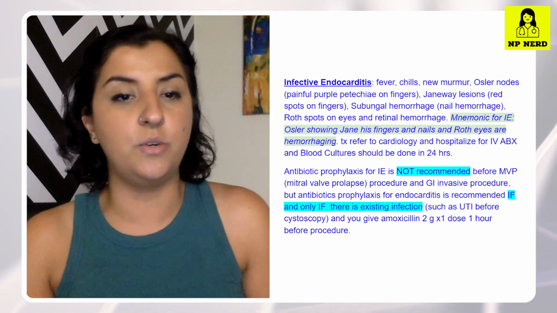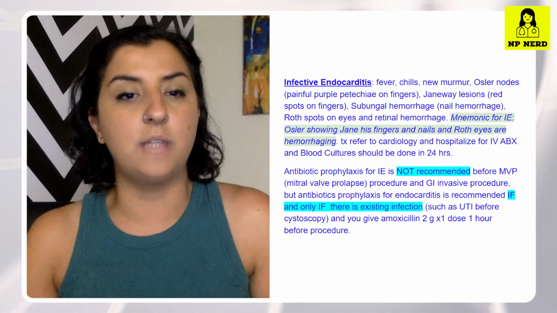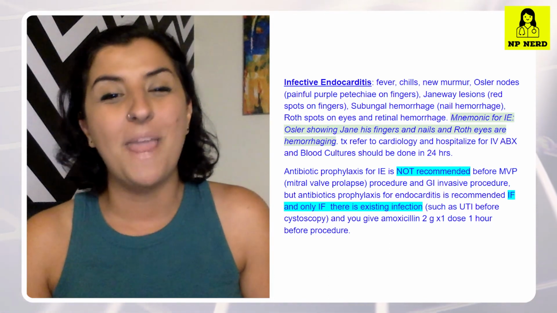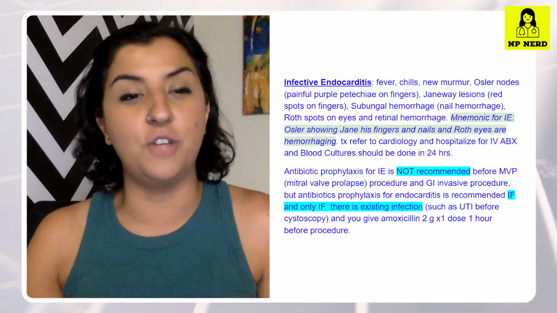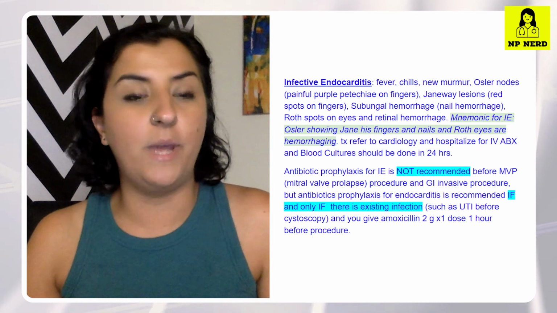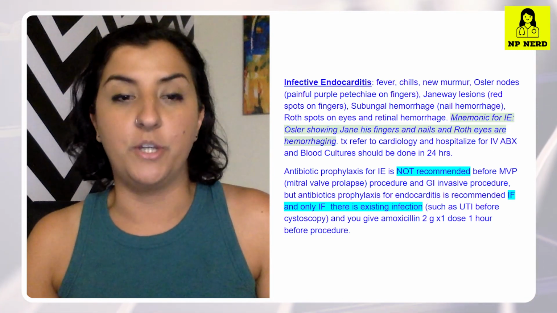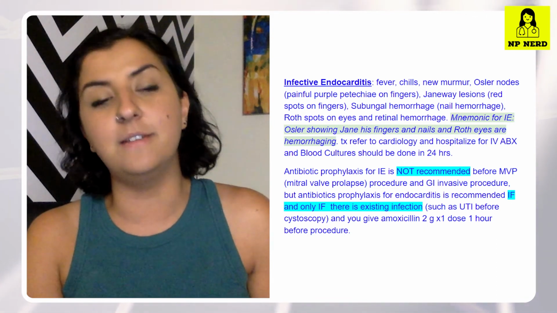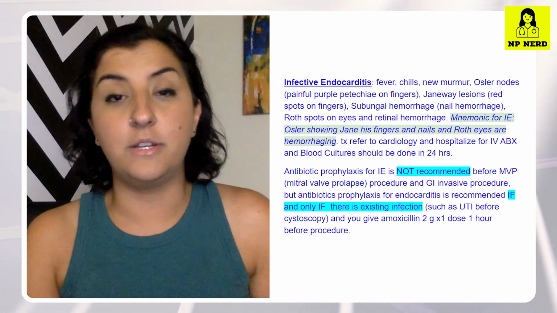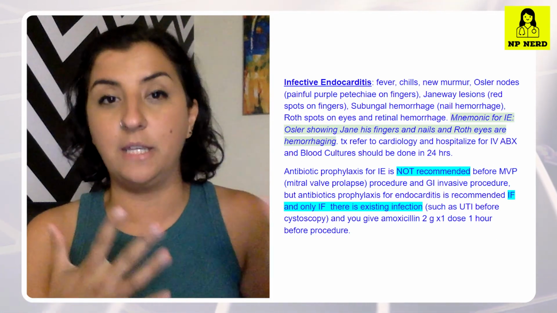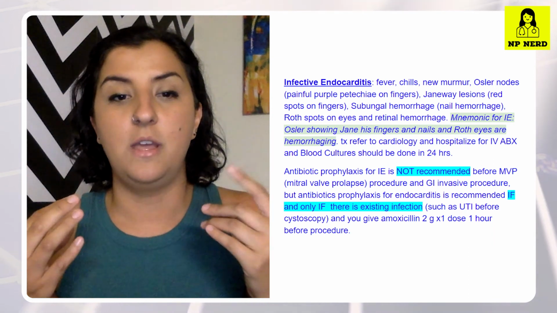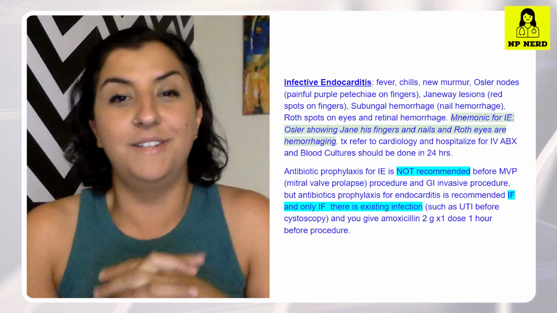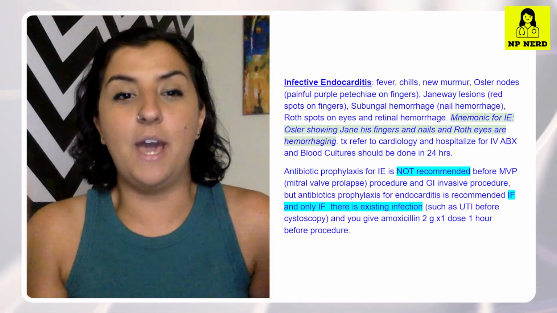IE, your infective endocarditis, that's when the patient has fever, chills, murmur, Osler nodes, Janeway lesions, and nail hemorrhage. So the little mnemonic that I use to remember my IE symptoms is Osler. There's a guy named Osler. He's showing Jane his fingers and nails, and Roth eyes are hemorrhaging because of it. Okay, I don't know, okay?